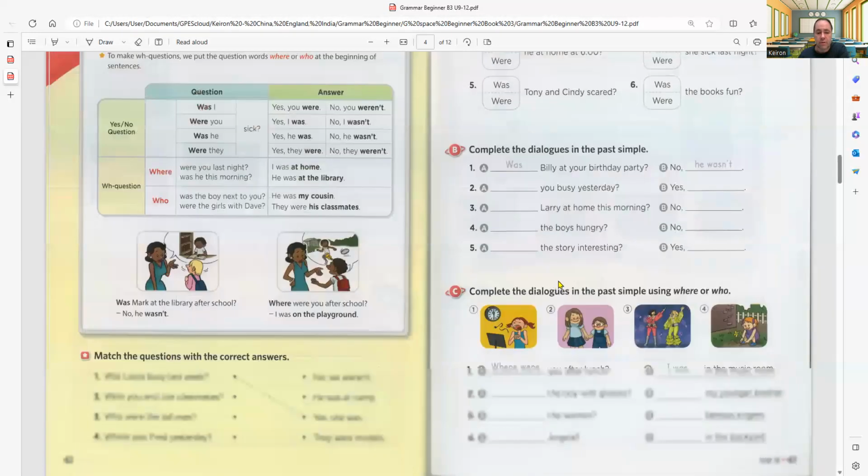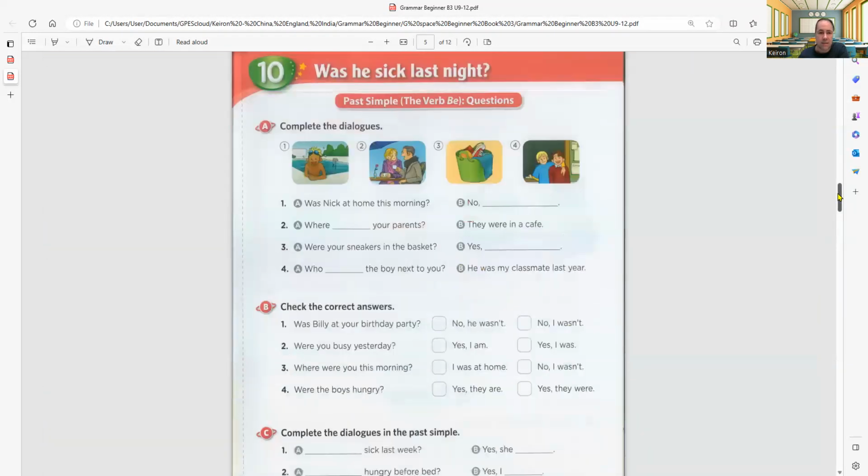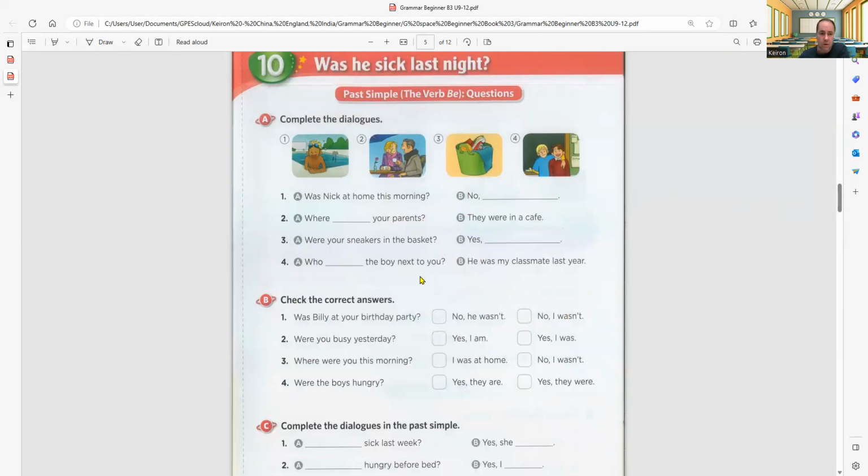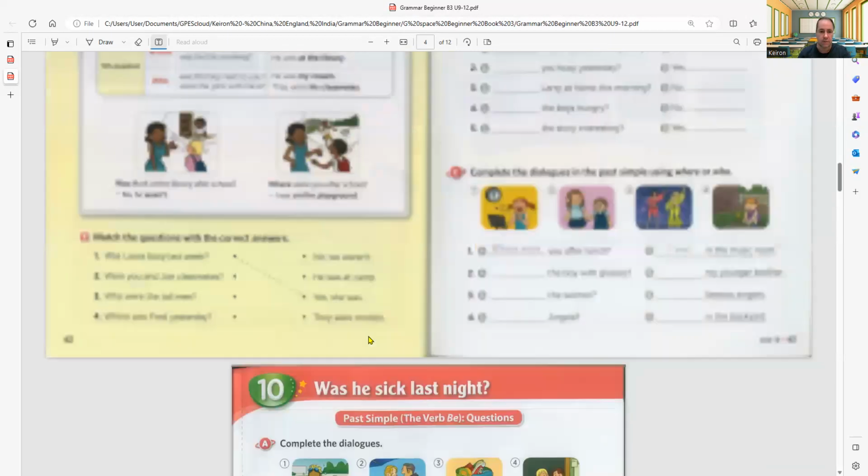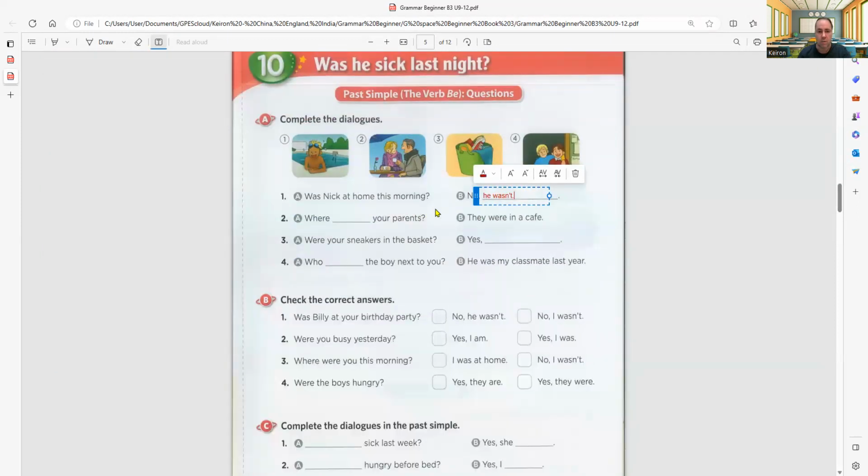Okay, we're going to go into our workbook now and get some practice with this, the verb be and questions. So we have 4 pictures here. So number 1, we have A, question, and B, answer. Was Nick at home this morning? Yes or no? No, he wasn't. Okay. Now, we would say he was at the swimming pool, but I think we'll just say no, he wasn't.